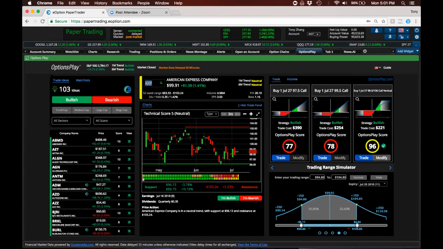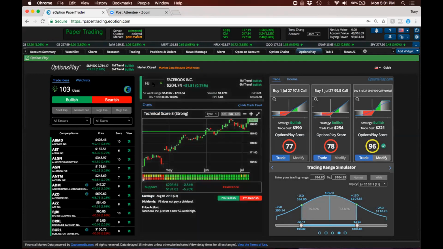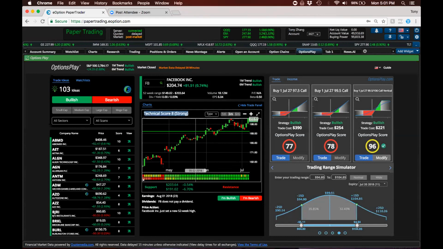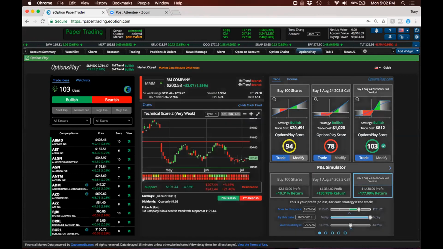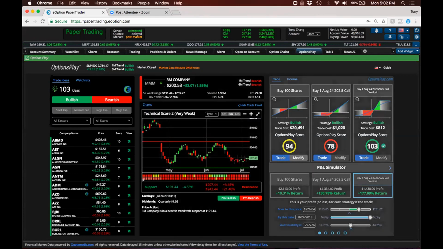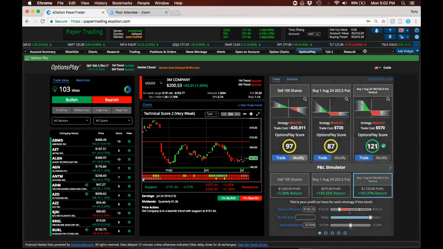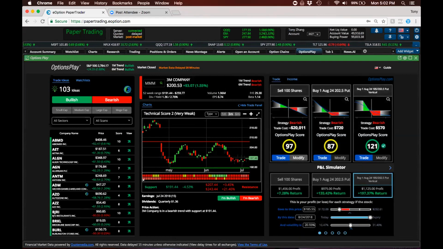So when you type in any stock, so for example, we look at, let's see, Facebook, it's got a relatively strong technical score. It typically has a slightly higher probability of beating on earnings versus 3M that has a very low score, meaning a stock that's underperforming the market tends to have a higher probability of missing on earnings.